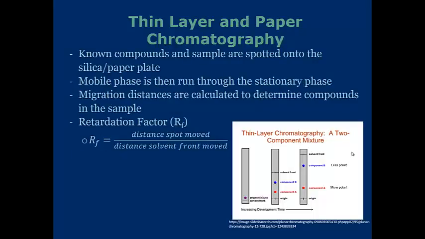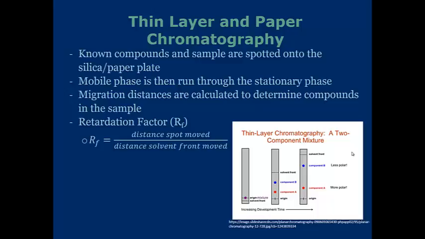The first type of chromatography we're going to go into is thin layer and paper chromatography. This is where known compounds and samples are spotted onto silica plates. You can also use paper for this, which is something you've probably done in your general chemistry lab. The mobile phase is then run through the stationary phase, and the migration distance is calculated to determine the compound in the sample. This is based on the retardation factor, which the equation for is listed below.